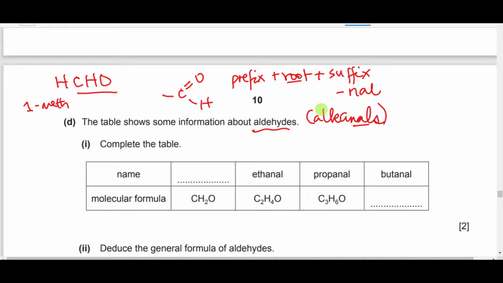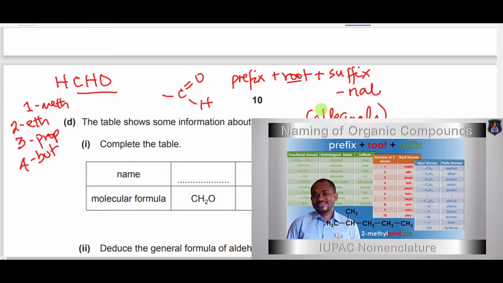When it is one carbon atom, it is meth. When it is 2, it is eth. When it is 3, it is prop. When it is 4, it is but. If you want to learn how to name organic compounds, watch our videos on naming of organic compounds. We have added the link to the description.